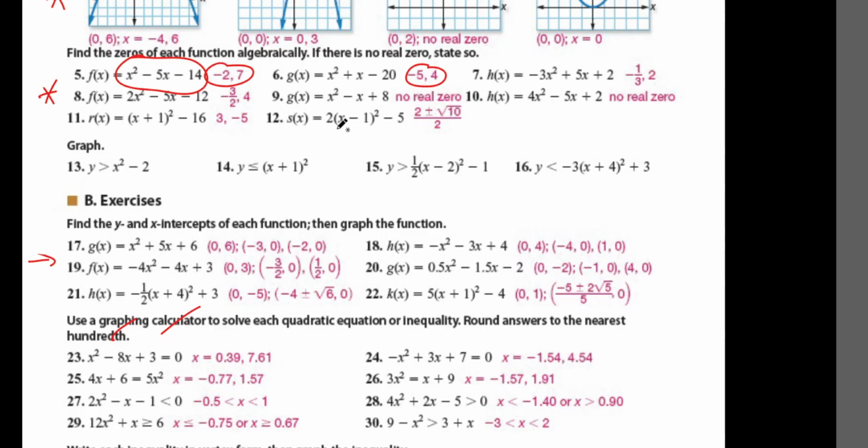Look, you set this equal to 0. So it's 2 times parentheses x minus 1 squared, minus 5. If that was equal to 0, what would your first step be to get x by itself? Add a 5. Okay, so you add a 5. Then what's your next step? This 2. Divide everything by 2.